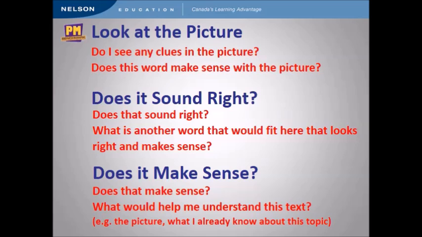We could provide them with clues about structure. So in other words, does that sound right? What's another word that would fit here that looks right and makes sense? Or does it make sense? What would help me understand this text? So what do I already know about the topic? How could the picture help me?